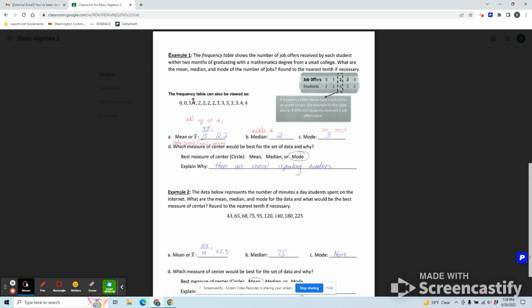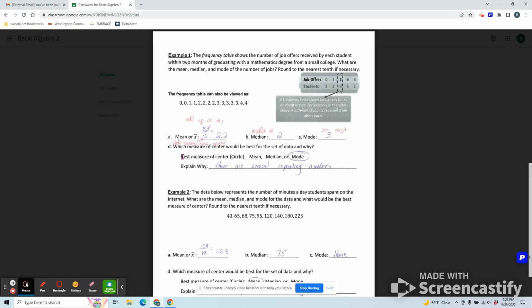The middle number, since this is in order, we're just finding the middle number, is 2. And then the mode is the number that we see the most. Yes, 0, 1, 2, and 4 also repeat, but 3 is the number that I see the most, and that's what the mode is, the number that appears most often. So those are our 3 measures of central tendency.